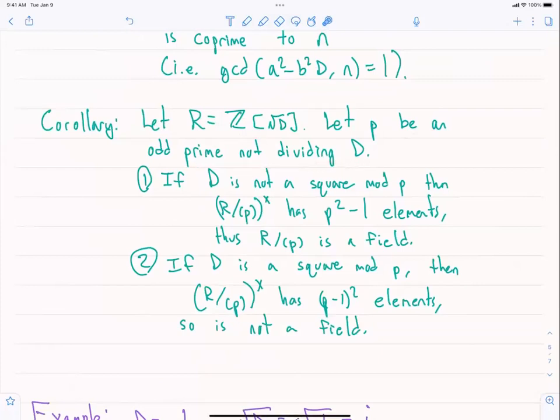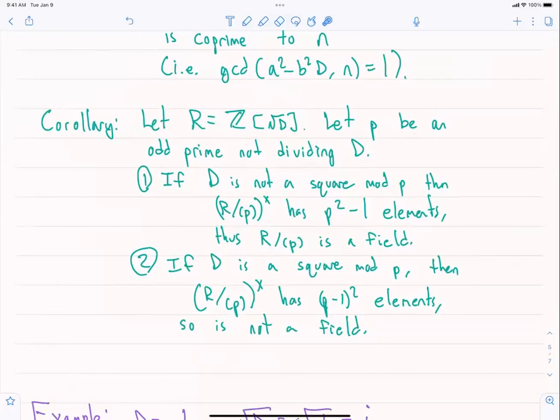Well, if d is not a square mod p, then the units in R mod p are going to have p squared minus 1 elements. And so all of R mod p is p squared elements. That means the units are everything except 0. So in that case, R mod p is a field.